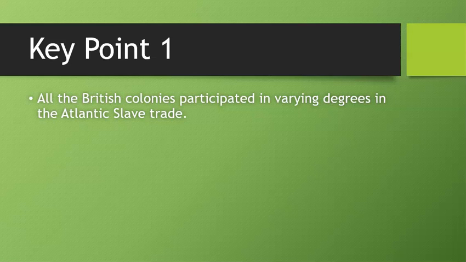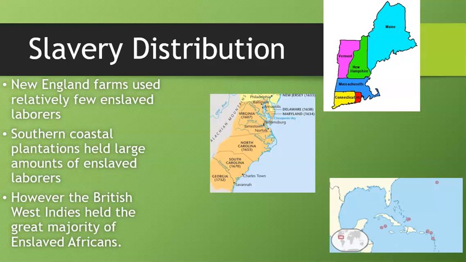So let's talk about distribution of slaves in the area. If you need this slide, go ahead and pause here because we're moving on. So, New England farms used relatively few enslaved laborers. In fact, almost none. There were very few in the New England regions, and same for the middle regions, really. However, southern coastal plantations held a lot of slaves. It's just the nature of the area, as rough as that may be.